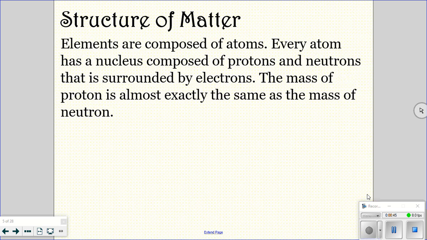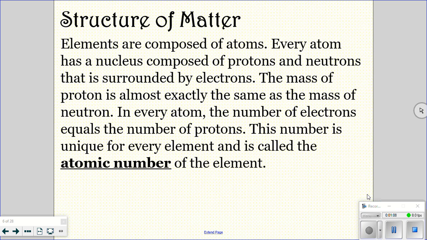Elements are composed of atoms. Every atom has a nucleus that's composed of protons and neutrons that are surrounded by electrons. The mass of the proton is almost exactly the same as the mass of a neutron, and the book says is approximately 1.67 times 10 to the negative 27 kilograms.